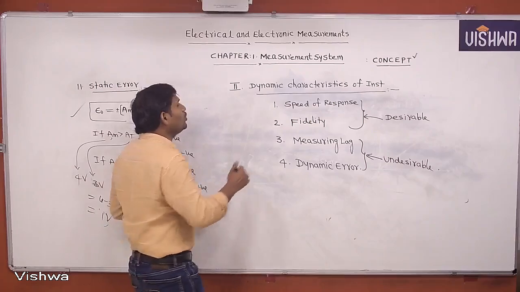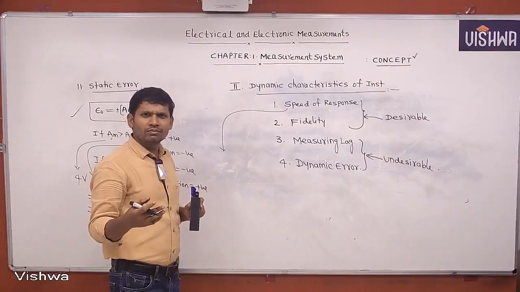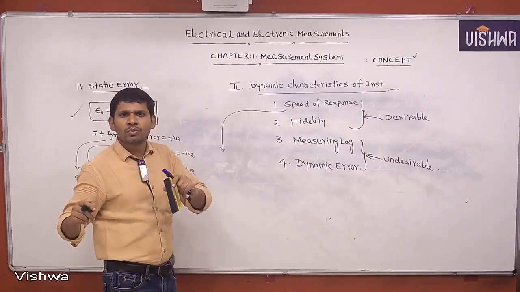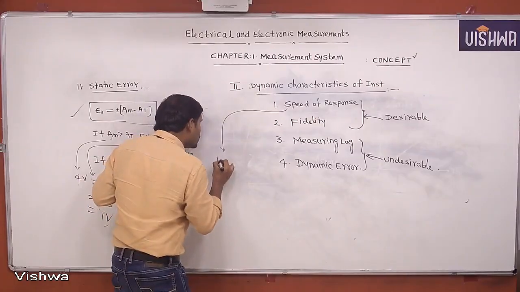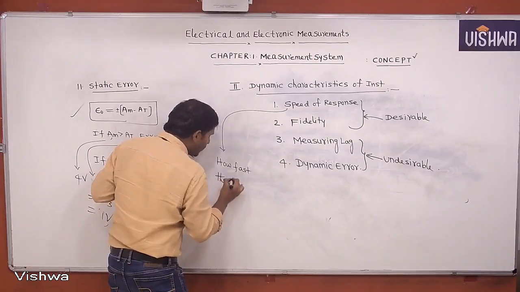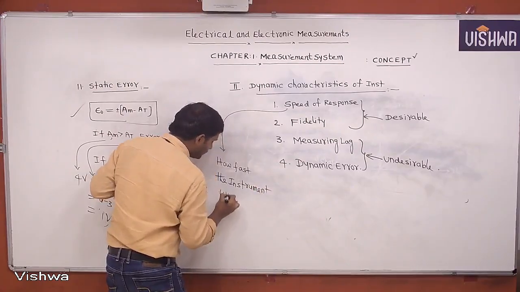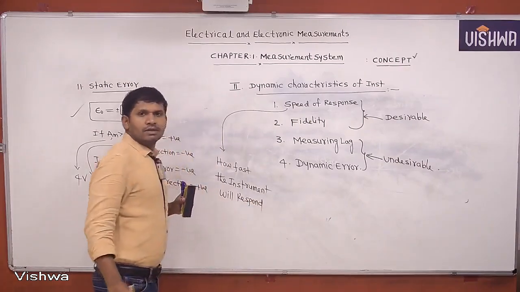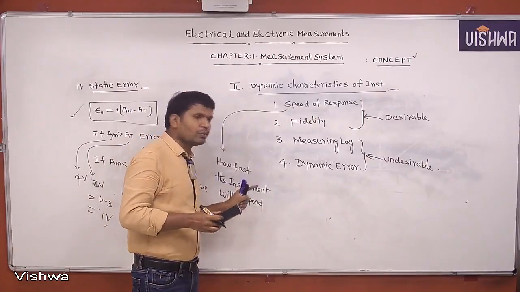Next, how to define speed of response? Speed of response is desirable. Every instrument must respond very fast: giving input, suddenly we get output. Such instruments are acceptable. How fast the instrument will respond is called the speed of response of an instrument. The name itself indicates how fast the instrument will respond.